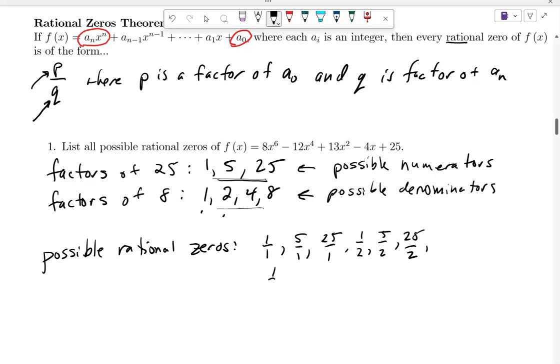And then 1 over 4, 5 over 4, 25 over 4. And finally, 1 over 8, 5 over 8, 25 over 8. Okay? That's a long list. Well, it's going to get twice as long.